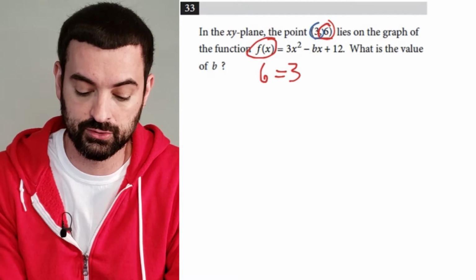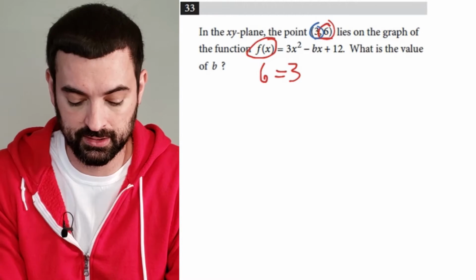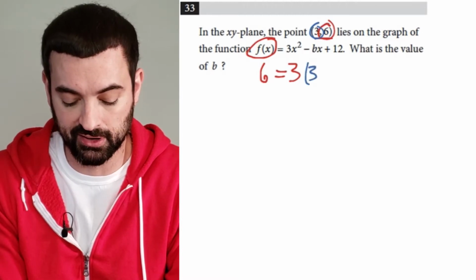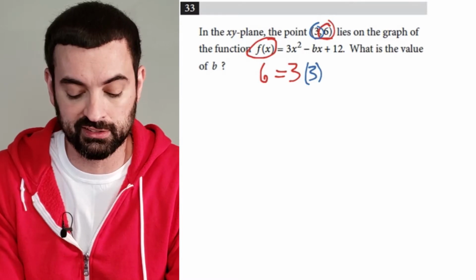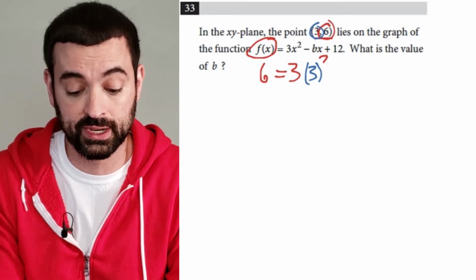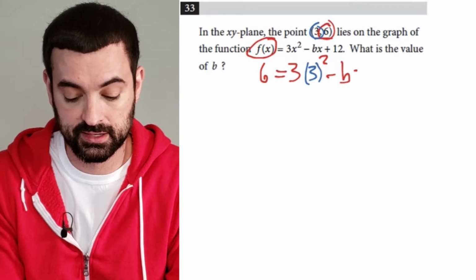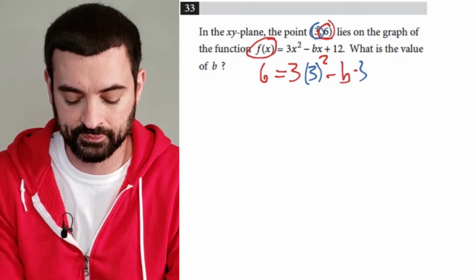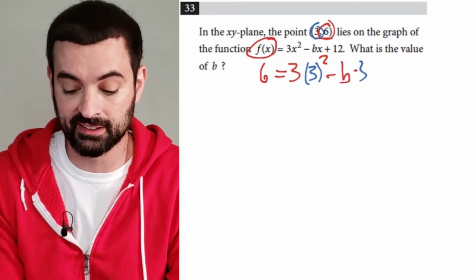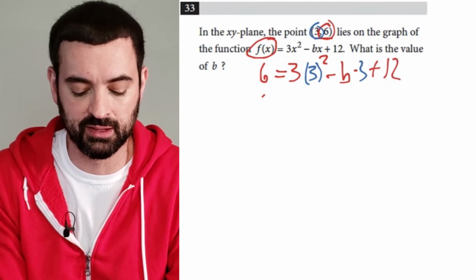Our x value is 3, which means we'll put it in place of all x's. So 6 equals 3 times 3 squared minus b times, and again, our x is 3. And then we have a constant of 12.